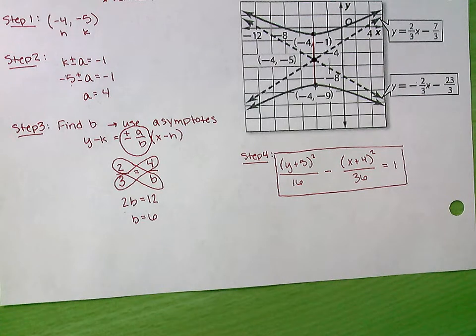So for hyperbolas, if you're given the co-vertices, you can use those to find b instead. So if you're looking at your graph and it states which ones are the co-vertices, use that. But for finding a, you should just use your vertices, okay? And you should have found your center already and used that. Any questions?